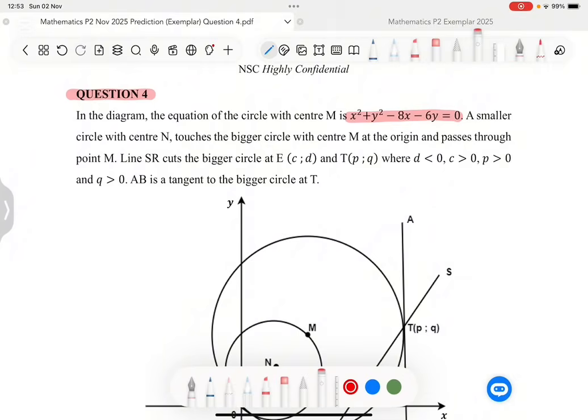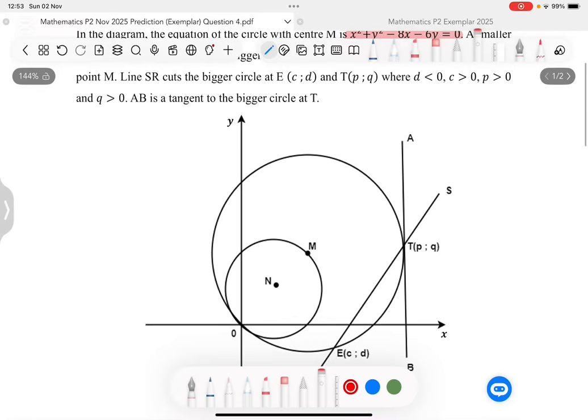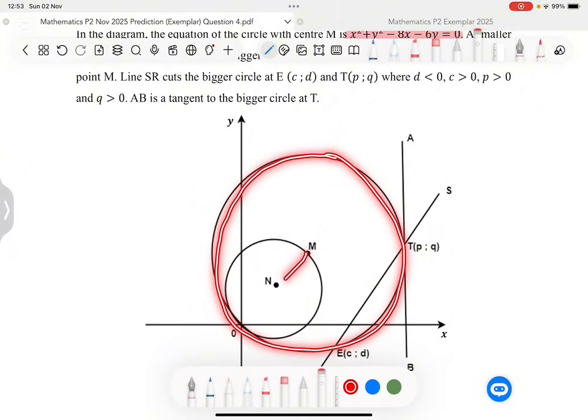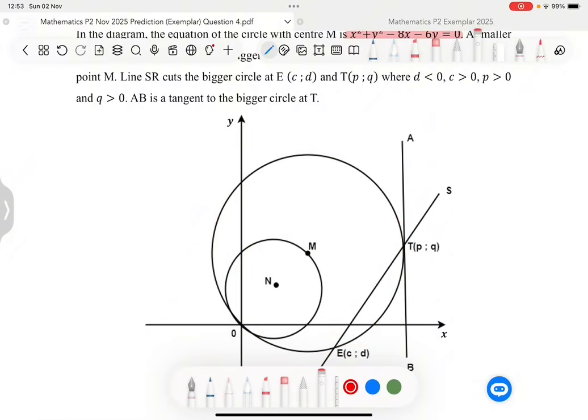They further say here, a small circle with center N touches the bigger circle with center M at the origin and passes through point M. So we have a small circle here that has a center N. They say that it touches this bigger circle at the origin, and it also passes through M there. It is very critical for one to observe that the bigger circle has the radius, which is going to be the diameter of the small circle.